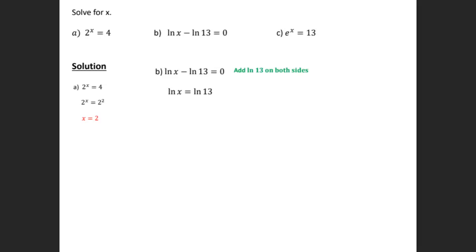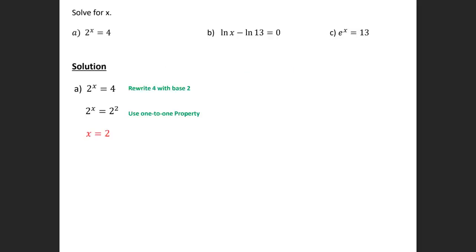Oh, the B is interesting. Okay, I see students struggling with this. If we are solving for B, so we solve for x: natural log of x minus the natural log of 13 is equal to 0. Believe it or not, this is an easy one to answer.